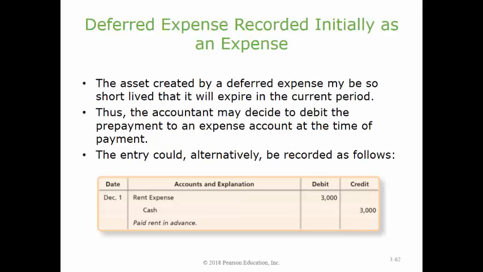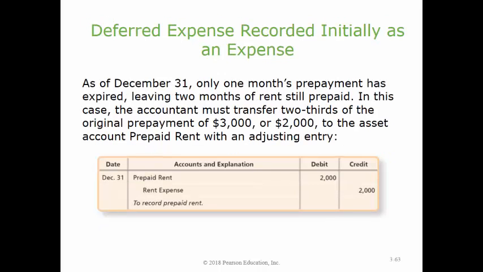Deferring an expense creates an asset. However, the asset may be so short-lived that it will expire in the current accounting period within 1 year or less. Thus, the accountant may decide to debit the prepayment to an expense account at the time of payment. The entry could alternatively be recorded as a debit to rent expense and a credit to cash.